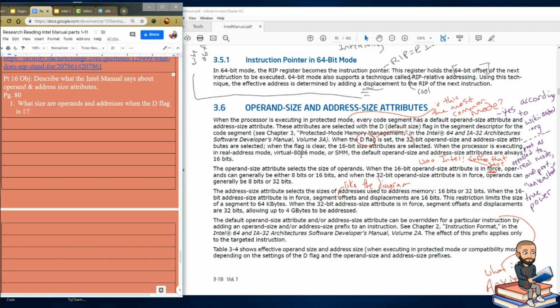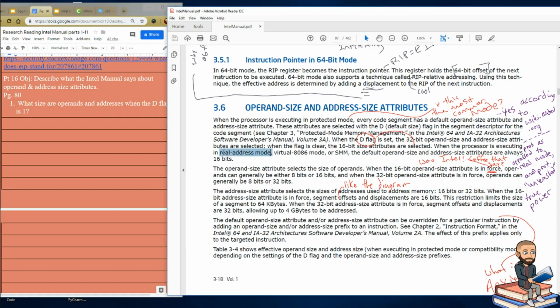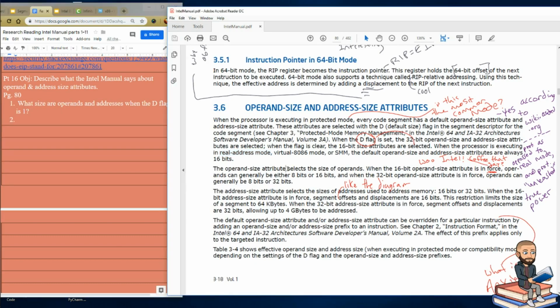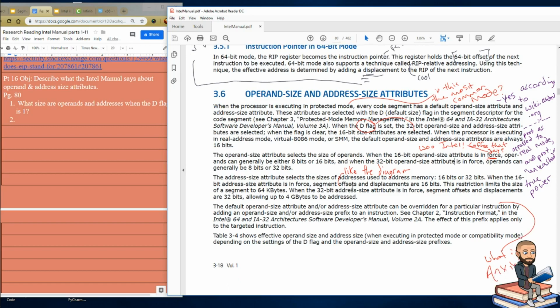When the flag is clear, the 16-bit size attributes are selected. So when the processor is executing in real address mode, as opposed to protected mode, the default operand size and address size attributes are 16 bits. Now the operand size attribute selects the size of operands when the 16-bit operand size attribute is in force. That's some strong language from the Intel manual I'm not used to reading, so I said, wow, did the writer have coffee that day? Maybe they're using a stronger word to allude to the idea that when you're in real mode, you're forcing these 16 bits to exist. Maybe you're playing with fire by using old code because of whatever reason.